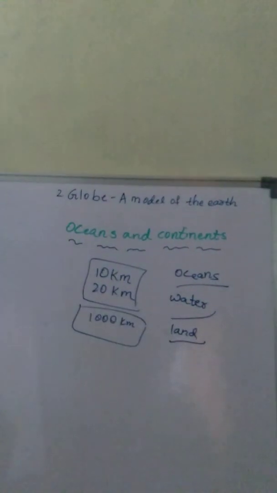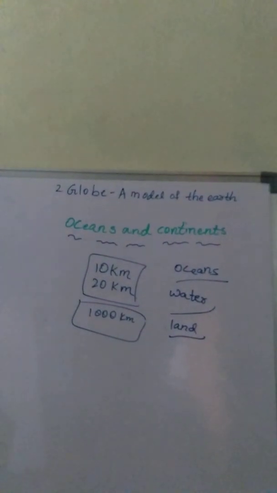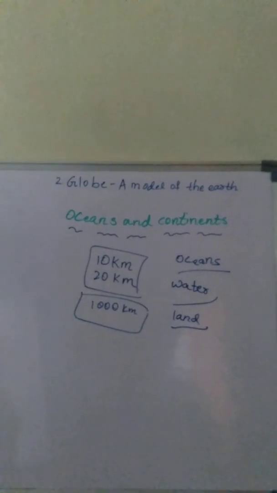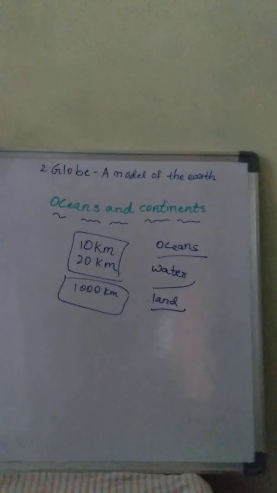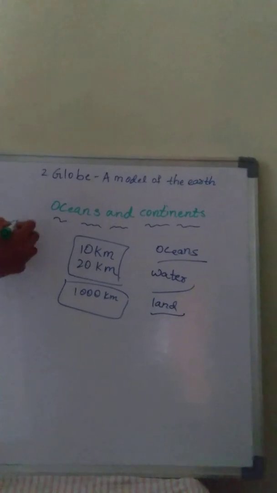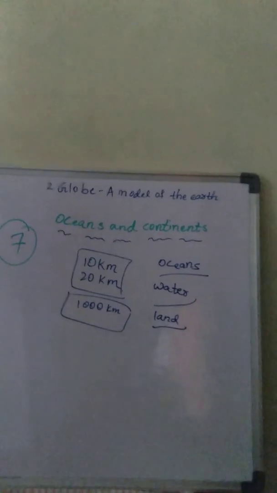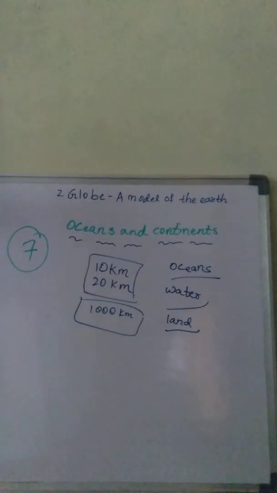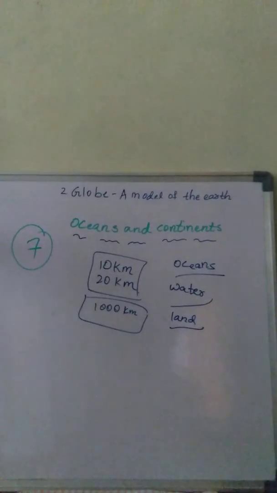You can see large sheets of land on the global view. They are called continents. There are 7 continents. You may see the continents on the globe. So there are 7 continents for us.